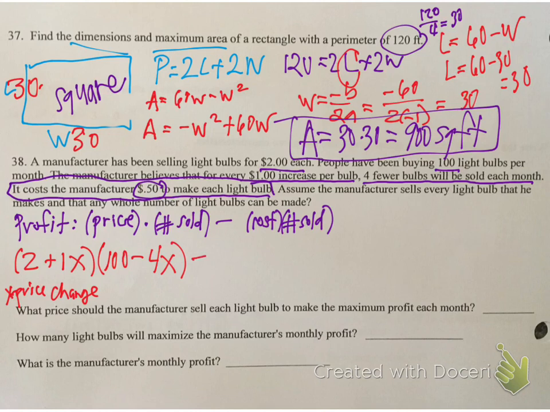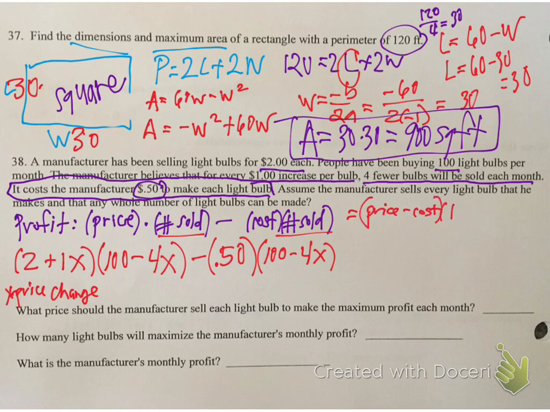And then cost, so it costs the manufacturer 50 cents to make each light bulb. The number sold is still 100 minus 4x. So I put it here and here. You could also write this as price minus cost times number sold, if you want to do it that way, if you think about it more that way. But it's up to you.